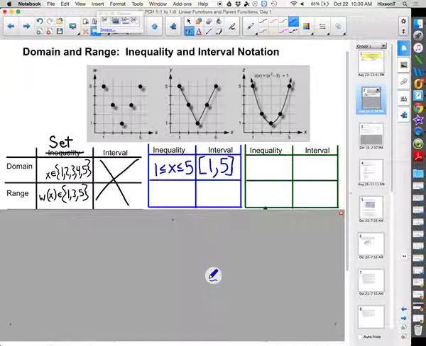So that's our domain. Our range, y or f of x, we'll just call it y in this case, goes from 1 to 5 as well. And then the interval would actually look the same. It's the interval from 1 to 5 inclusive.